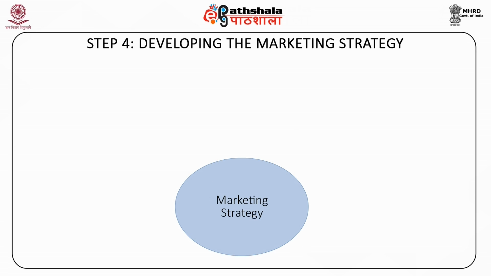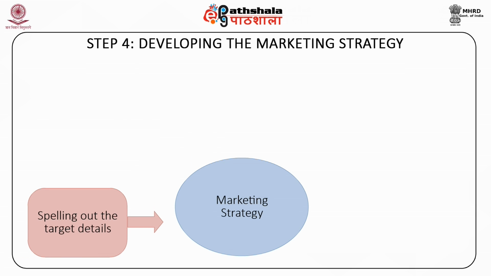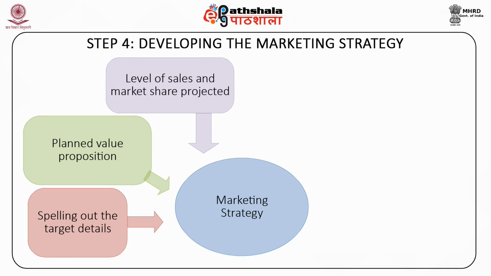This step broadly consists of the following elements: spelling out the target market details, location, demographic, lifestyle, main decision maker for the purchase, and so on. The planned value proposition for the product, how the product shall be positioned in the market, and what value it seeks to provide to customers. Level of sales and market share projected for the first 3 to 5 years, the planned pricing strategy, distribution, and marketing budget.